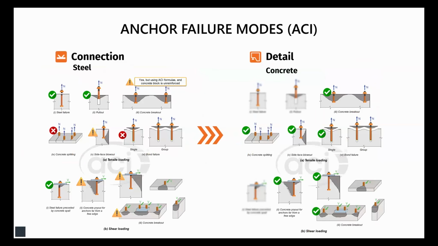So if we look at those failure modes again, we discussed what can be checked in the steel portion, which is on the left side. On the right side, you can see that all of the things that we weren't able to check within steel can be checked within detail. Whether it be concrete splitting, bond failures, or pryout, all those different modes can now be checked within the software using steel and detail.